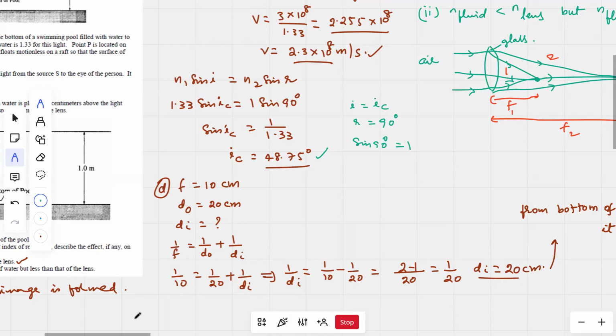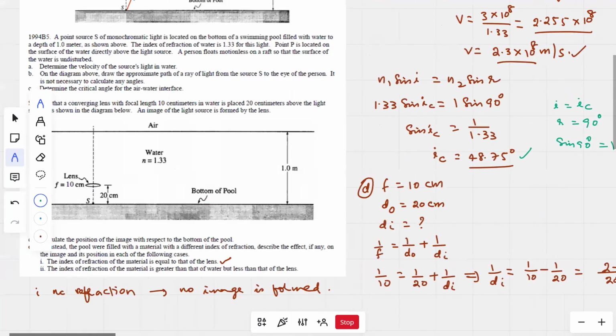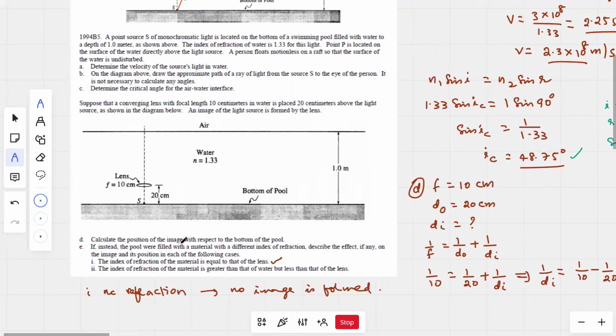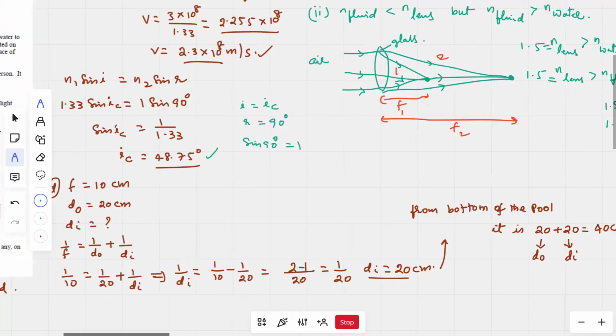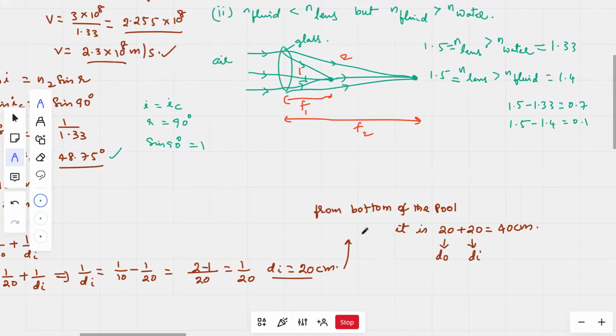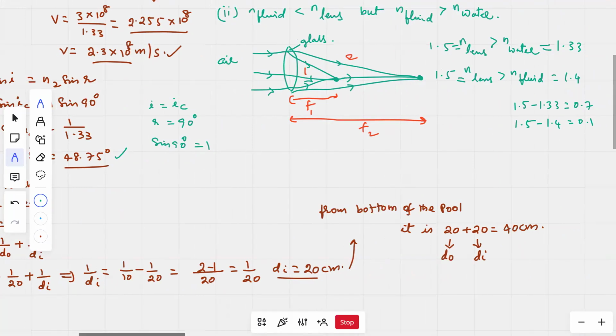But here the twist is he's asking us to calculate the position of the image with respect to the bottom of the pool. The lens is 20 centimeters above the bottom. So see here, this is the bottom of the pool. The image distance is 20 centimeters from the lens and then from the bottom another 20 centimeters. So 40 centimeters from the bottom of the pool. So that you should remember.